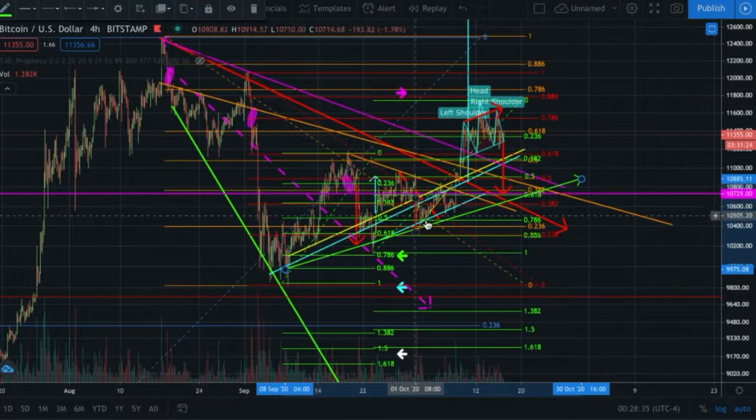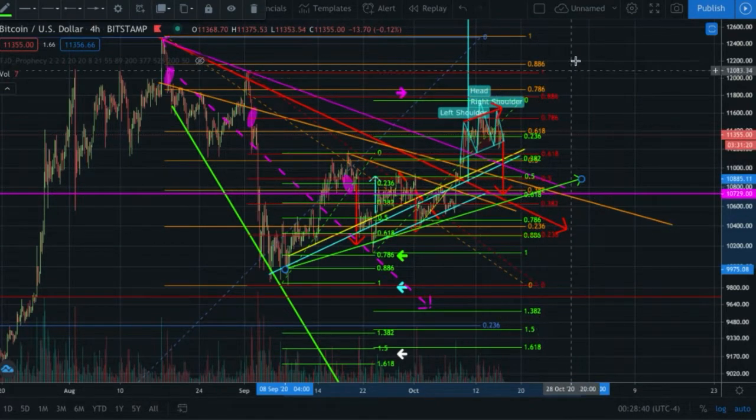Now, even if the Elliott wave becomes invalidated, that's not going to change my point for a possible bullish move back up to the upside.